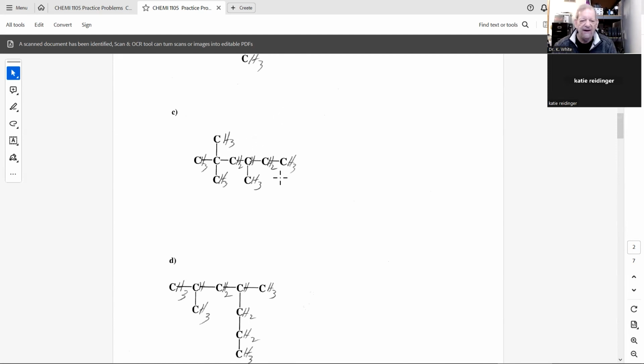And there are 4 bonds to carbon. 4 minus 4 is 0, and that's why there's no hydrogen. The rest of those, just like I just showed you, that's how you figure out how many hydrogens are on there.